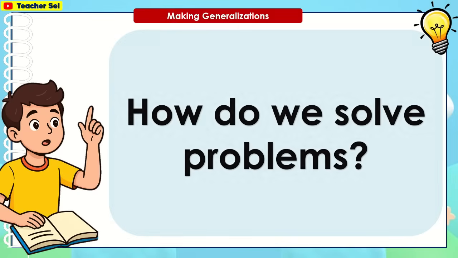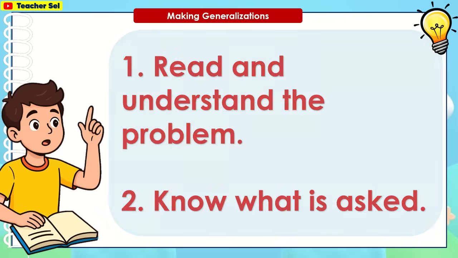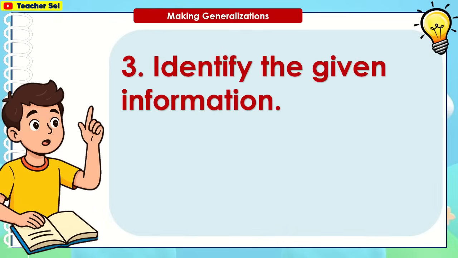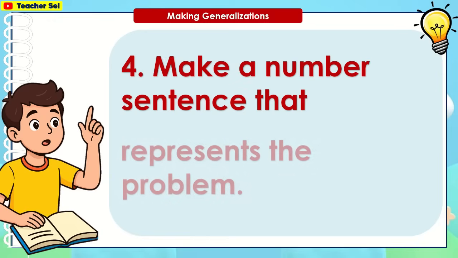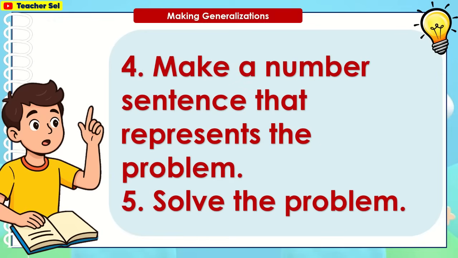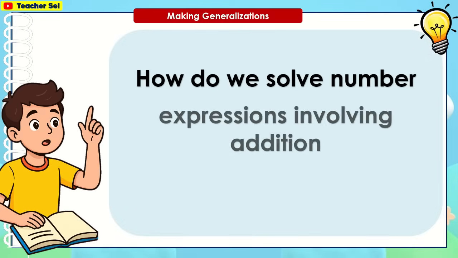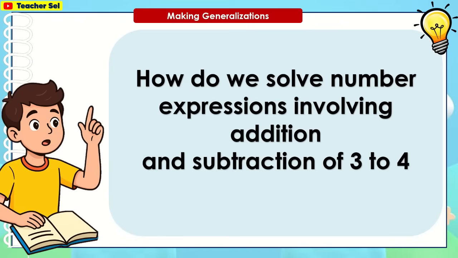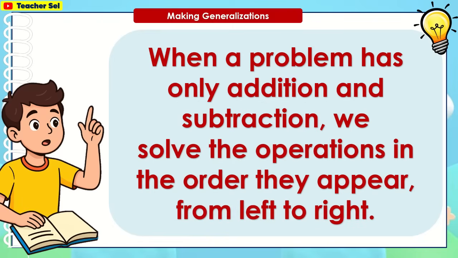How do we solve problems? Read and understand the problem. Know what is asked. Identify the given information. Find out what numbers and details are given in the problem. Make a number sentence that represents the problem. Solve the problem. How do we solve number expressions involving addition and subtraction of 3 to 4 numbers? When a problem has only addition and subtraction, we solve the operations in the order they appear, from left to right.